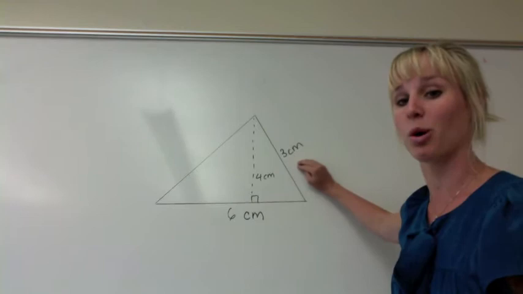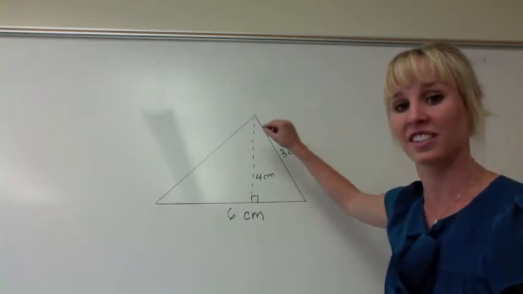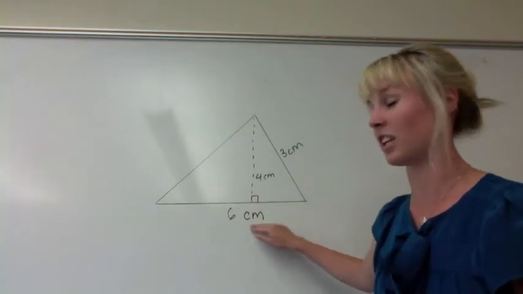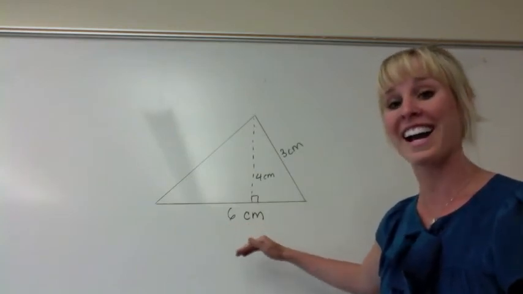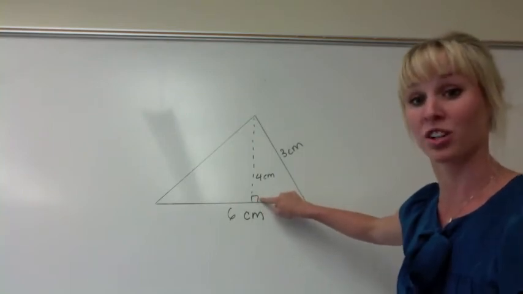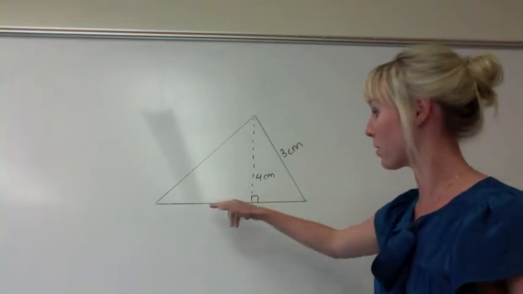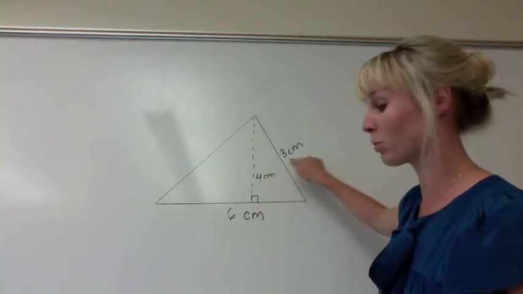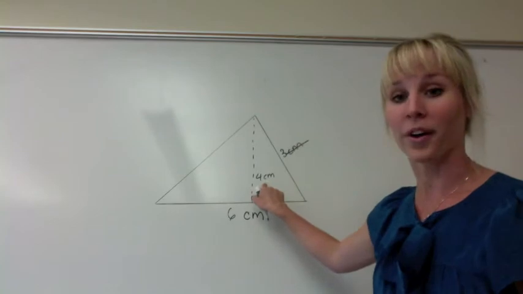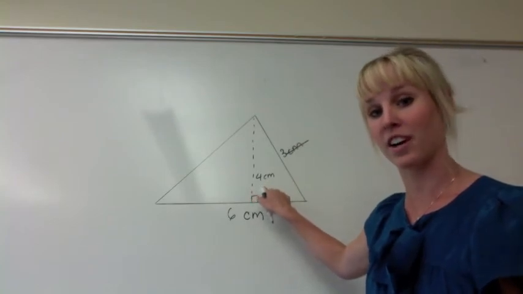But the height is always the perpendicular distance to the base. So if we decide that 6 is going to be our base, then the height has to be perpendicular. In other words, you'll look for that little square because it shows that it's the right angle. So it has to be perpendicular to that base. So 3 is not the height. 4 is the height. Be very, very careful about that.